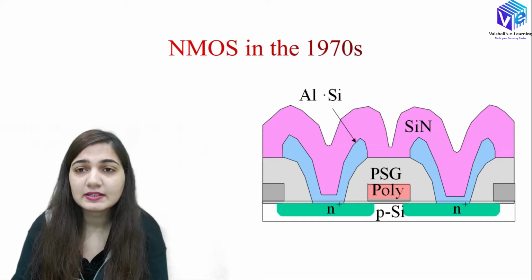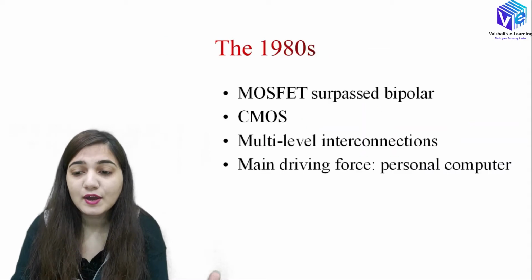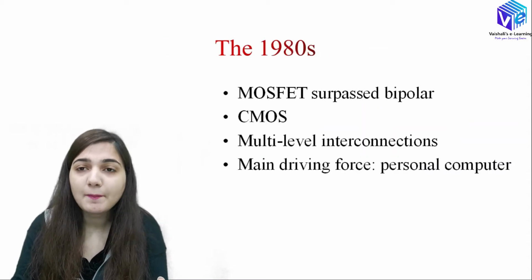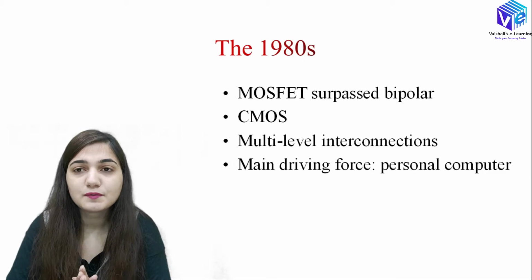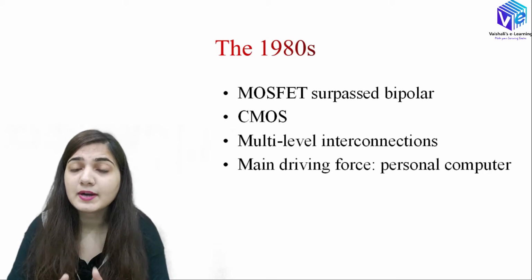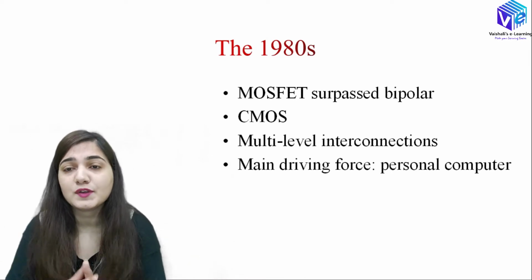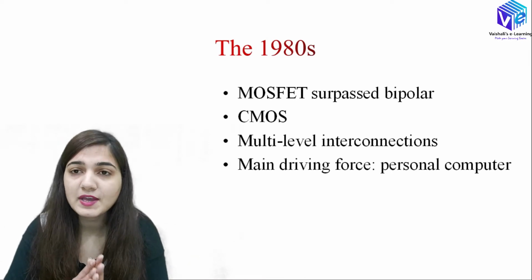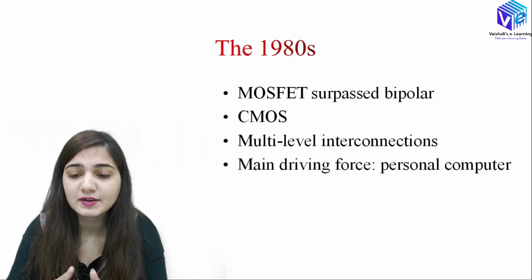Coming to the 1980s, it was the era of MOSFETs. So MOSFETs surpassed the bipolar transistors. Okay, so we were having CMOS here, and CMOS was having the advantages over NMOS and PMOS. Okay, it was faster than NMOS and PMOS. Okay, so this is a very big advantage because we want faster and faster devices.